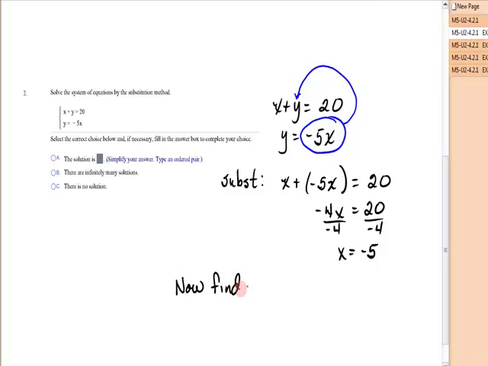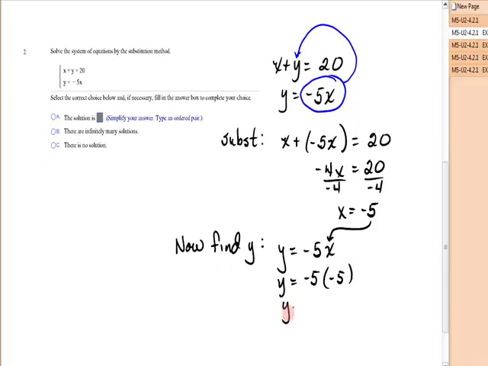Now, find y. These problems have many steps or parts, so I try to label them so that you can keep up with it. You can do this for yourself. Go back to the circled expression. y is equal to negative 5x. Take the value you got for x. y is equal to negative 5 times negative 5. That means y is equal to 25.